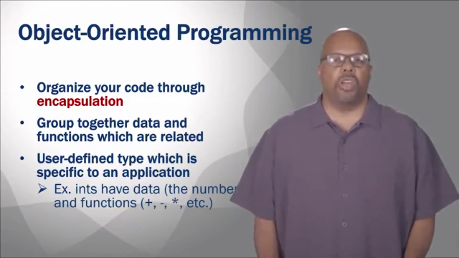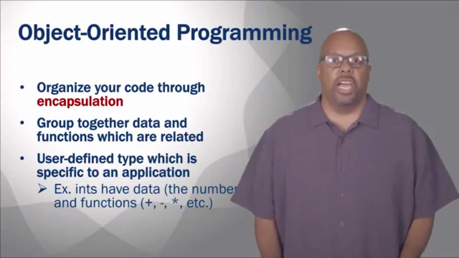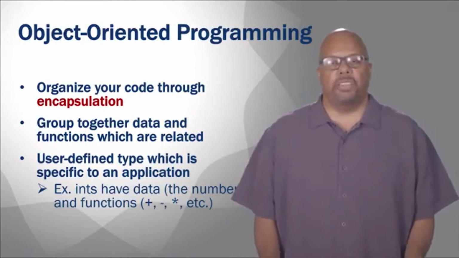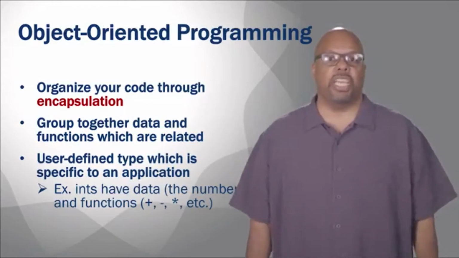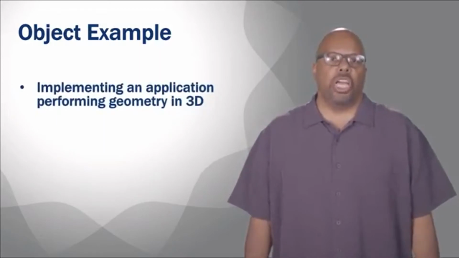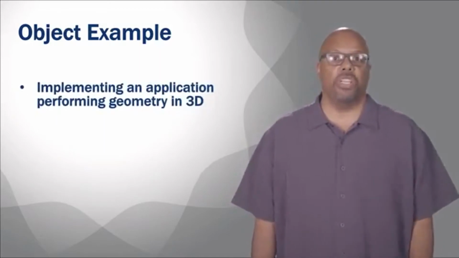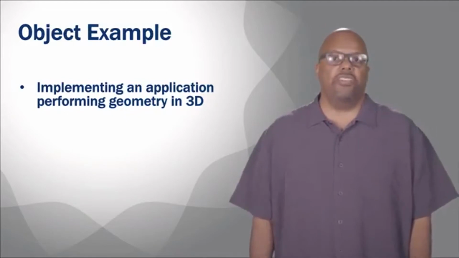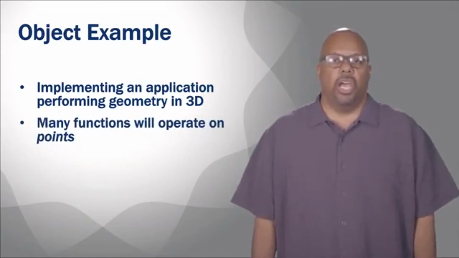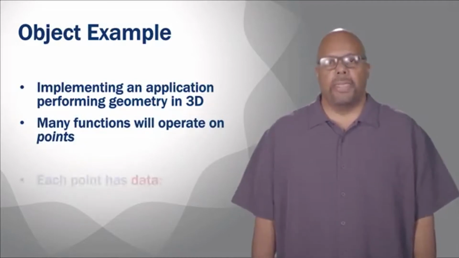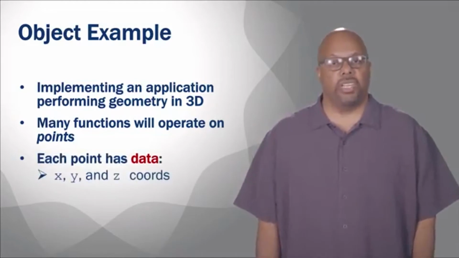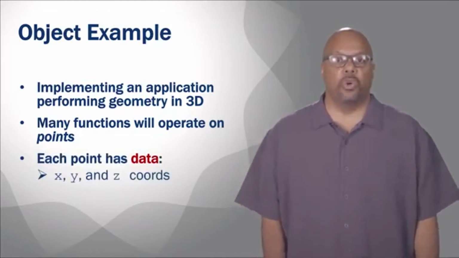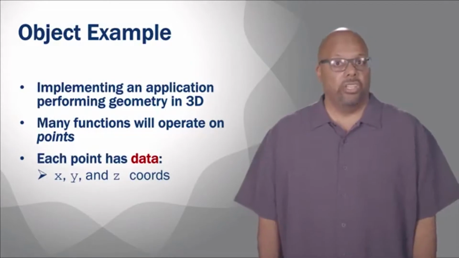Object-oriented programming is the same idea. You are creating types, but they can be more complicated, and they are specific to your application. As an example, let's say you're making an application that does geometric operations in 3 dimensions. Many of the functions you're going to write are going to operate on points, right? You're going to have this idea of points because you're doing 3D geometry. And each point is going to have some data associated with it, specifically X, Y, and Z coordinates. Maybe you want to put other data in there, but at least you're going to have that.